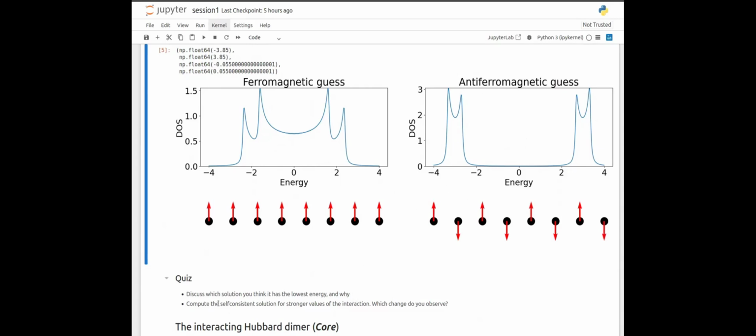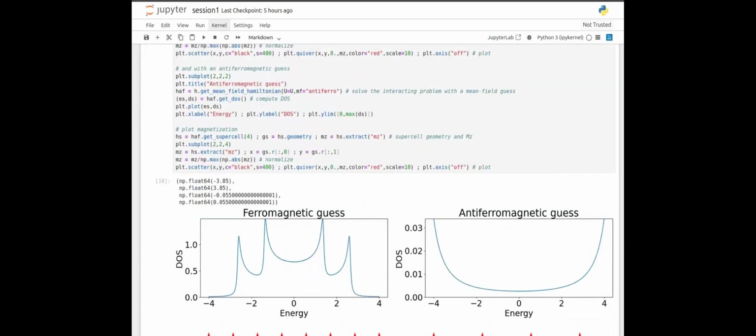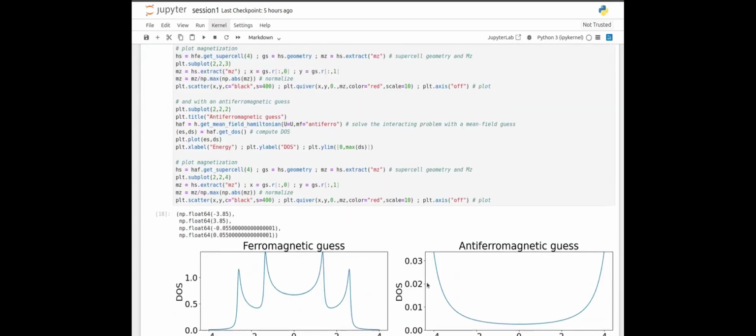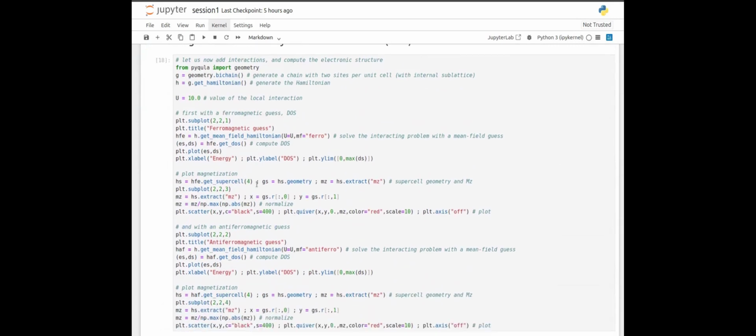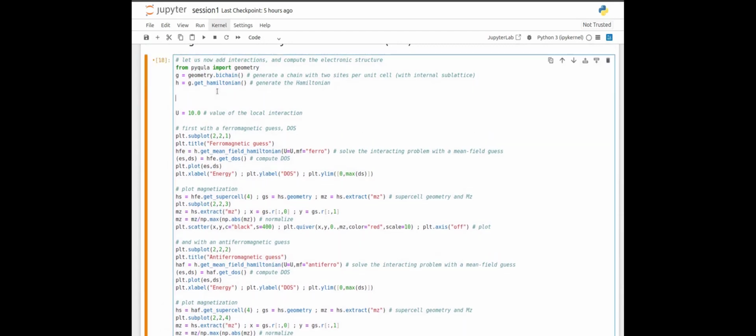And now the next question is to compute the self-consistent solution for stronger values of the interaction and see what happens. Okay, so the interaction that we have here is 6. Now we can try to compute this with u equal to 10 and see how the solution looks like. And we can actually even increase the range of the energy so that we see everything. So let's create here an array for the energies.